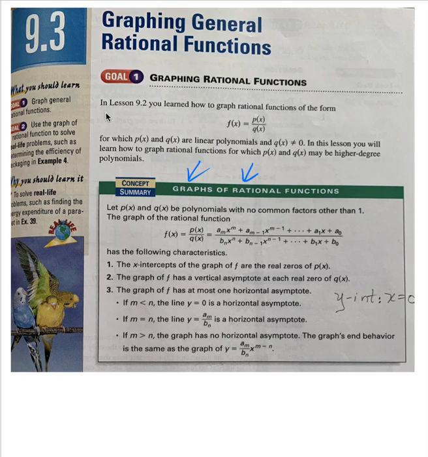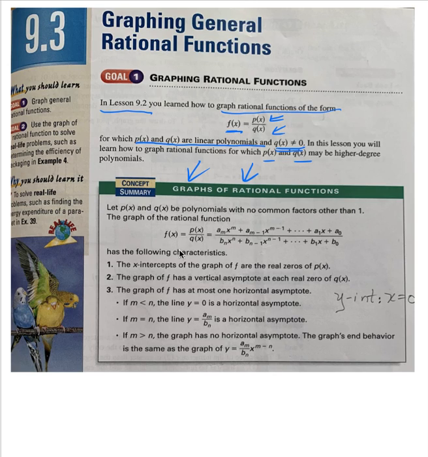All right, so in lesson 9.2, you learned how to graph rational functions of this form. F of x, that's your rational function, is made up of a function p of x divided by q of x, in which case p of x and q of x are linear polynomials. Of course, q of x can't equal 0 because it's in the denominator. In this lesson, we're going to learn how to graph rational functions for which p of x and q of x are higher degree polynomials.